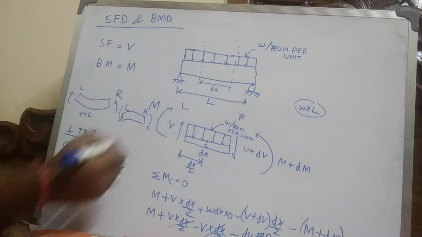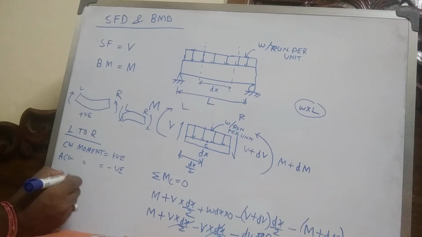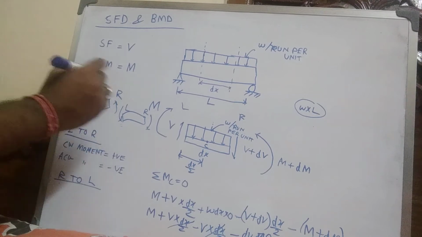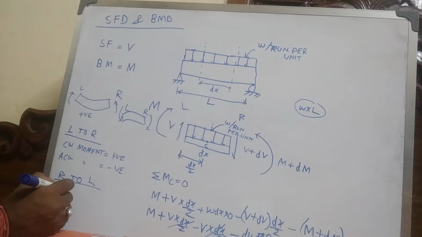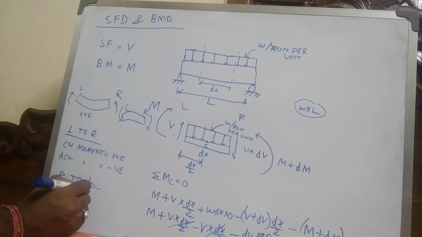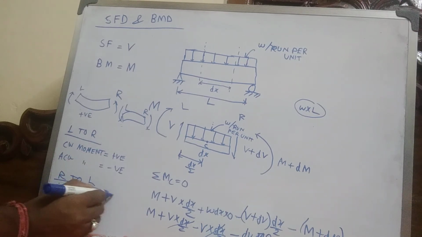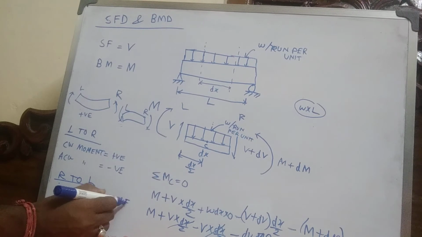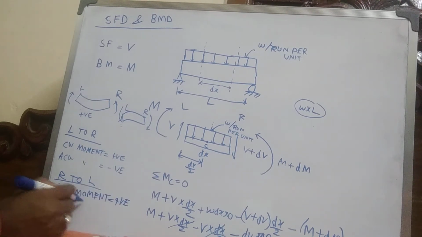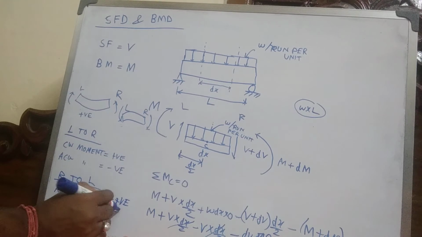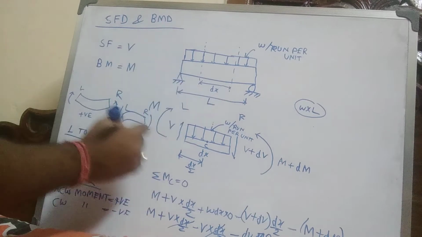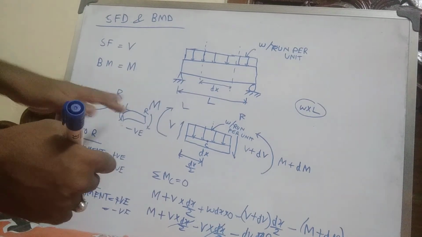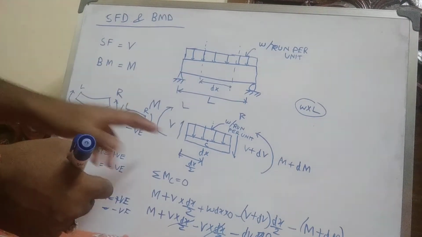Sorry, there is one mistake. Going right to left, counterclockwise, anti-clockwise moment is positive, and clockwise moment is negative. Hogging, sagging.